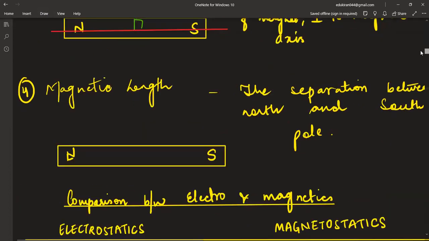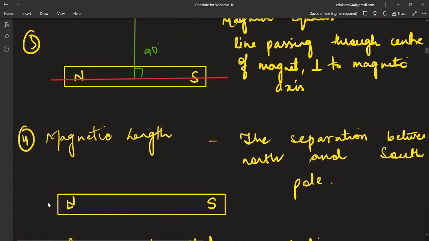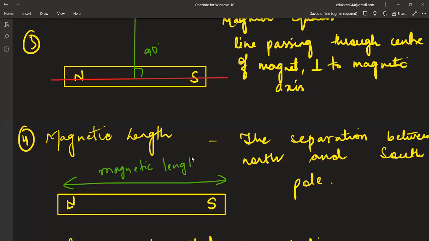And what is magnetic length? Magnetic length is basically the separation between the north pole and south pole, meaning the entire length of the magnet. This is known as magnetic length. These are certain terms which you have to remember.